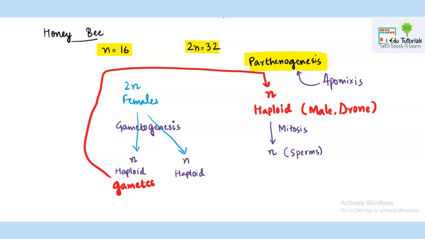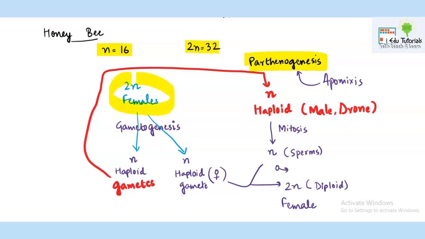Now this haploid gamete that was produced by the female, and this is the gamete of the male, they are going to do fertilization, and by fertilization they will form a diploid individual, and this individual will be known as a female one. Because see here, I have written here the females always are diploid.